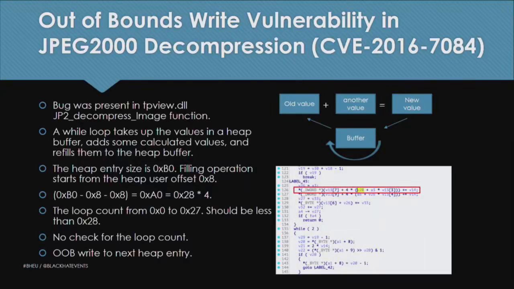Because hex B0 subtracted by the heap header and the offset 8 equals hex A0, it definitely equals hex 28 times the word length 4. So the loop times should be hex 28. In programming, we know the loop count variable starts from 0, so the variable should end with hex 27.